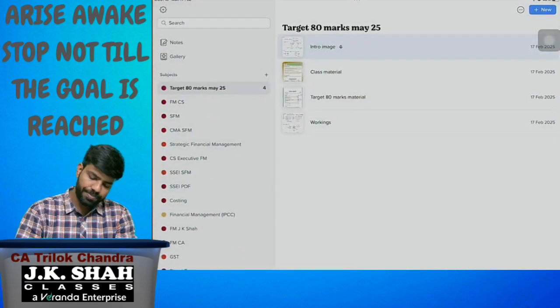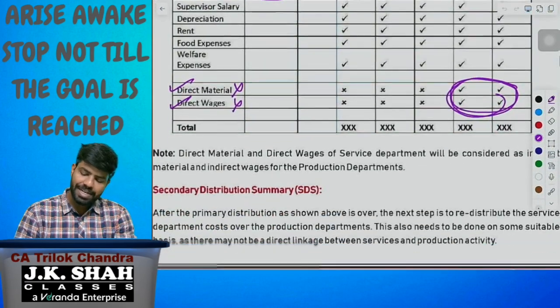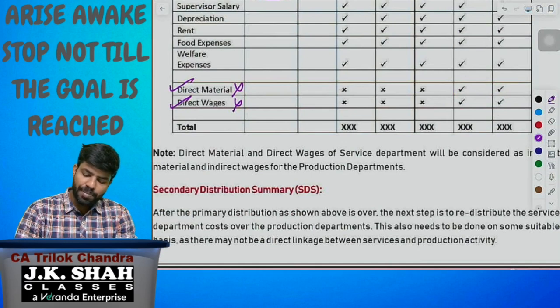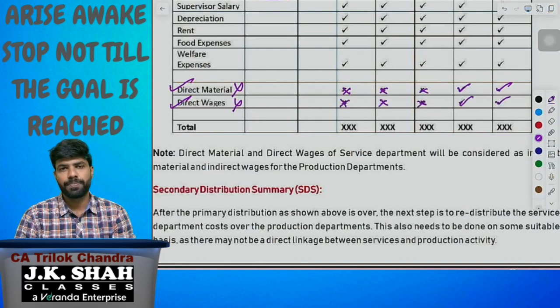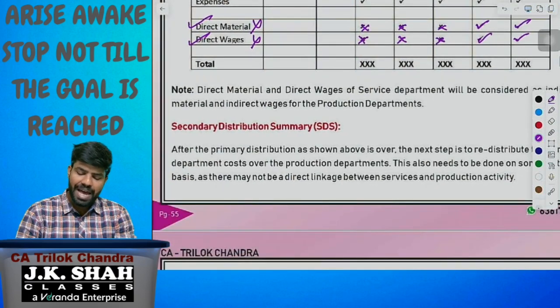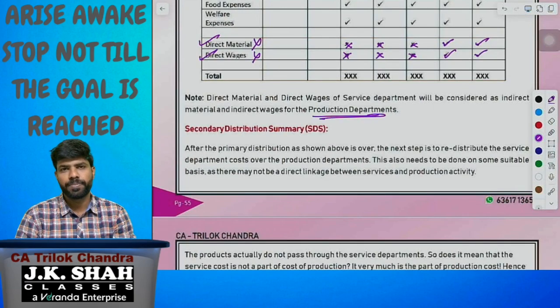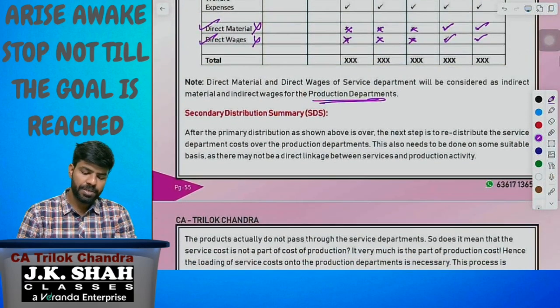Now look at the table. I clearly stated, if you look at the table, direct material, cross for the production departments, tick for the service departments. Same way, direct wages, cross for the production departments, tick for the service departments. All of you clear? Now, direct material and direct wages of service department will be considered as indirect material and indirect wages for the production departments. All of you clear? Next.